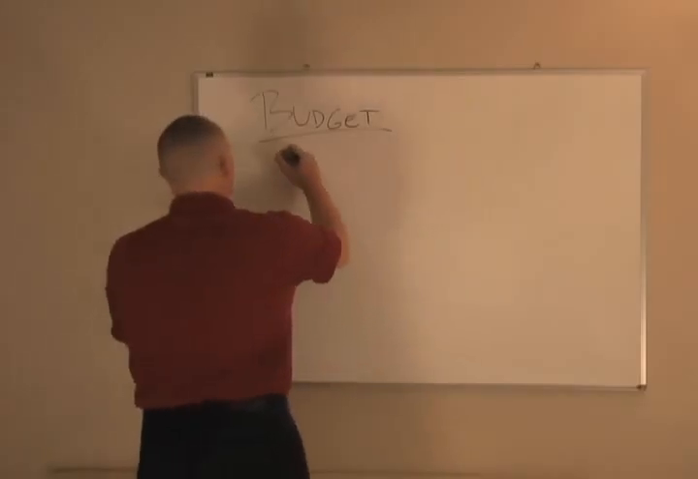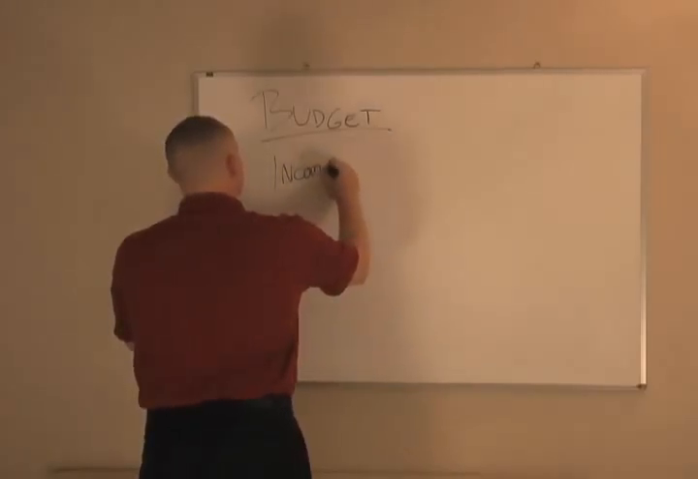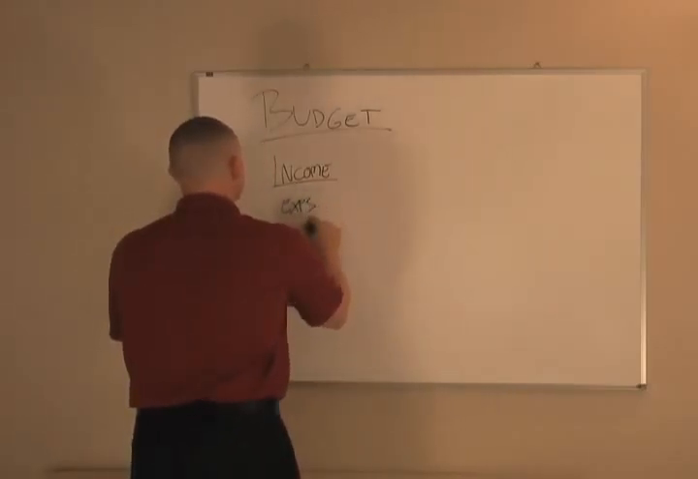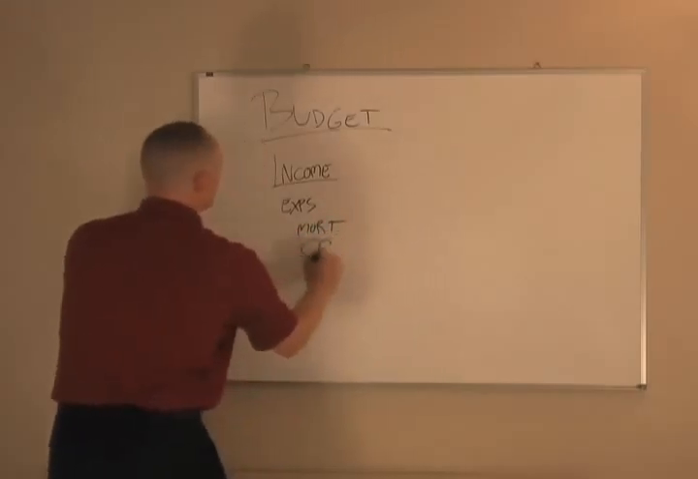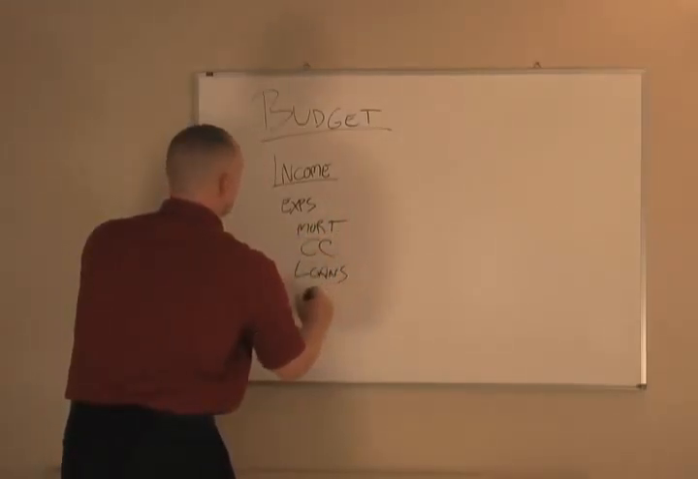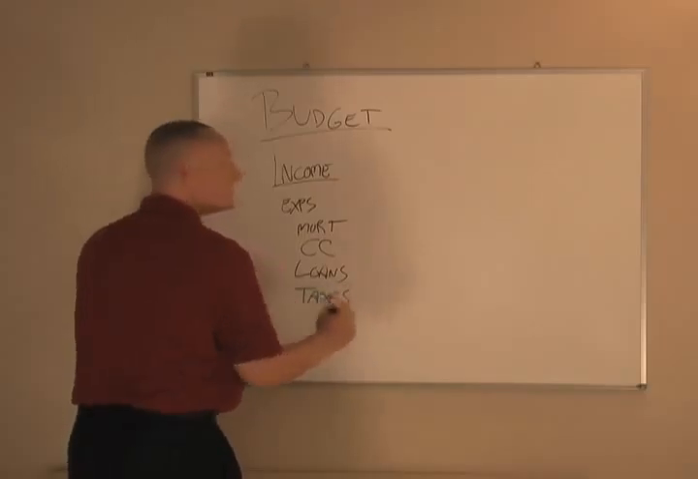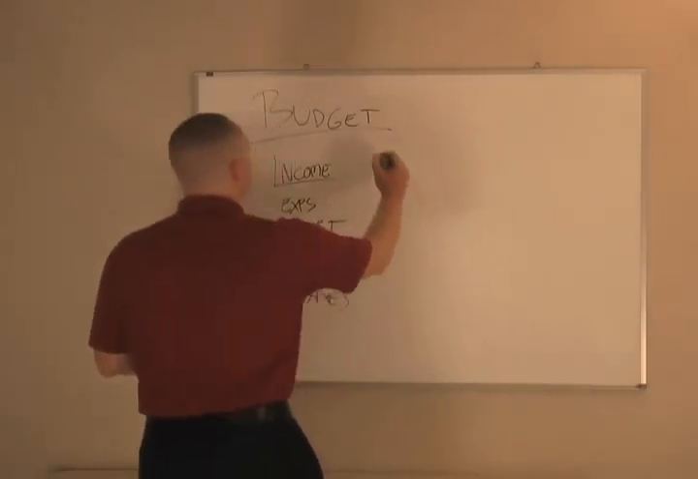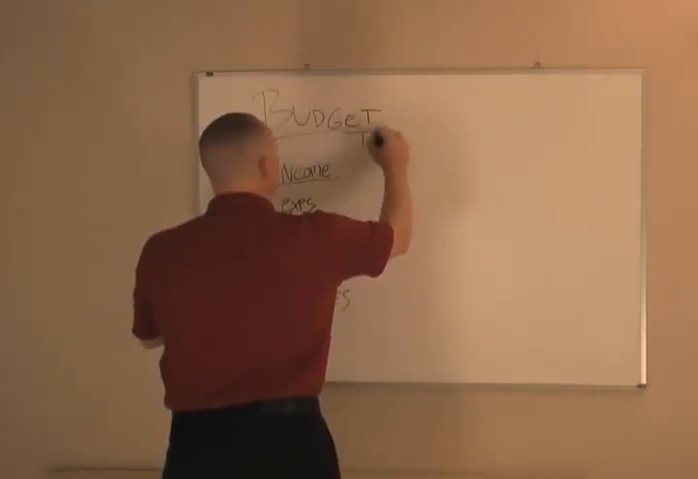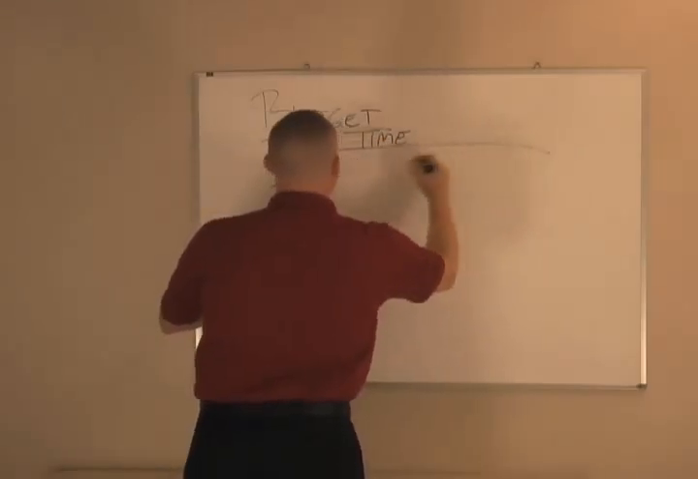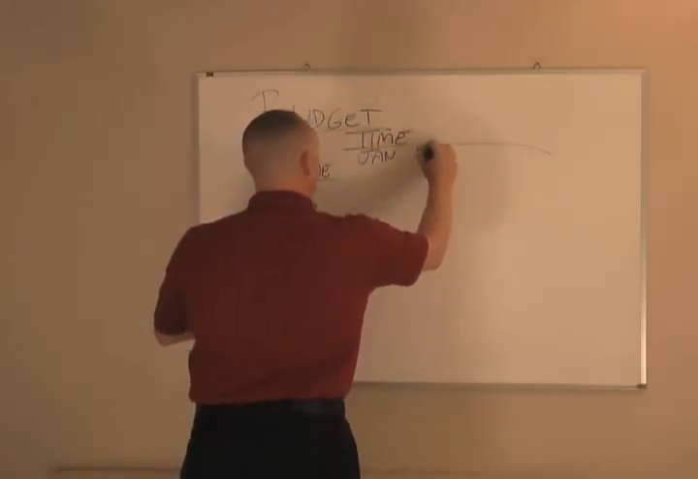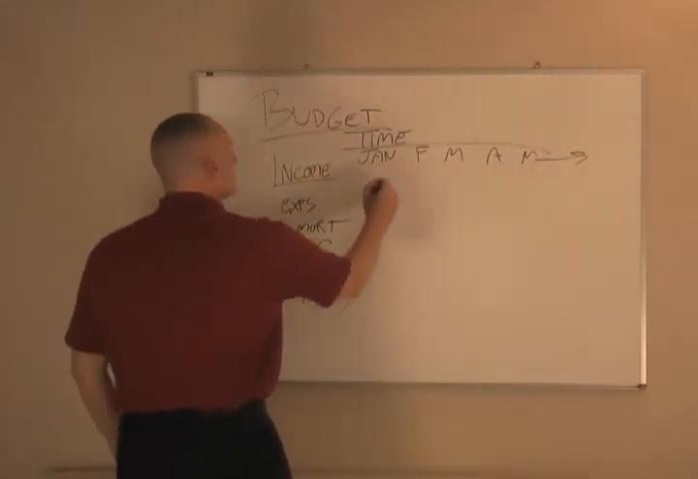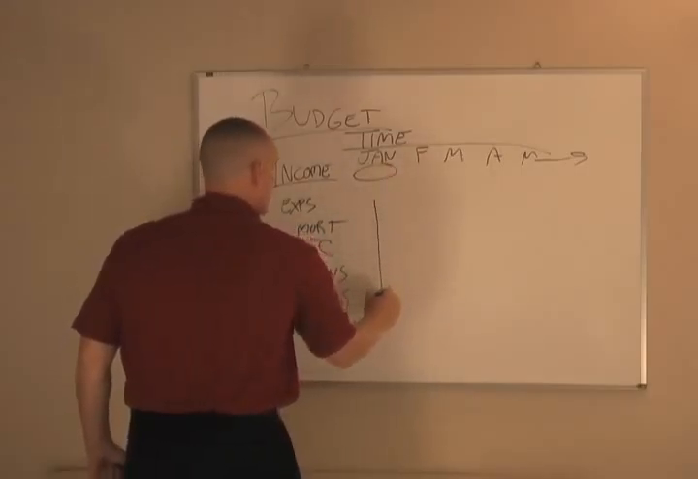But it's very simple. You're going to have income at the top. And under income, you're going to list all of your expenses, like the mortgage, like the credit cards, like the loans, like the taxes, like anything else that you need to spend money on every month. And the way I personally do it, and I recommend that you do this as well, is that you list time across the top. What do I mean by that? Well, for each month, January, February, March, April, May, all the way through the end of the year, list your income and then list all your expenses.